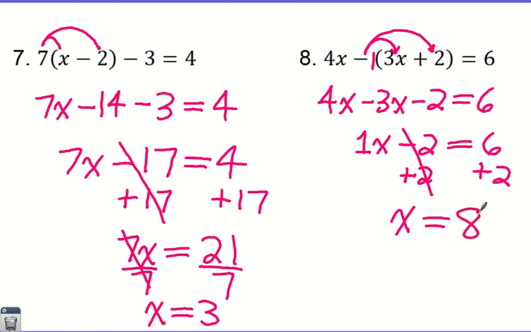So 1x is just x. x equals 2 plus 6 is 8. I mean, I guess theoretically you could have kept this as 1x and then actually gone through the motions of dividing both sides by 1. It's a waste of time. So you'd still get 8. So the final answer is x equals 8. And that's section 2.4.